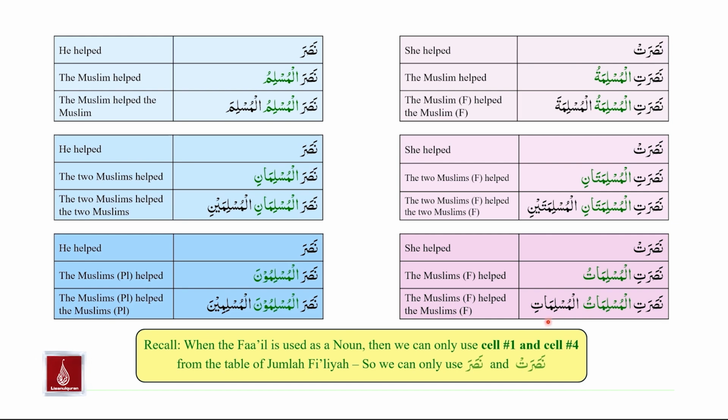Al-Muslimatu, Al-Muslimati. Atu, Ati. The atu ending sound indicates marfu form. The ati ending sound indicates mansoob or majroor form. In this case, the ati ending sound is indicating mansoob form. Al-Muslimati is maf'ul and is the recipient of the action. The feminine Muslims helped the feminine Muslims.